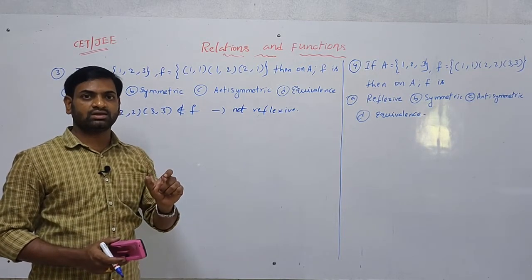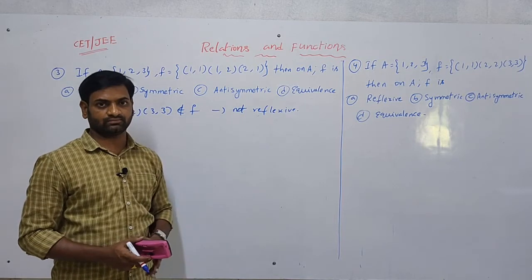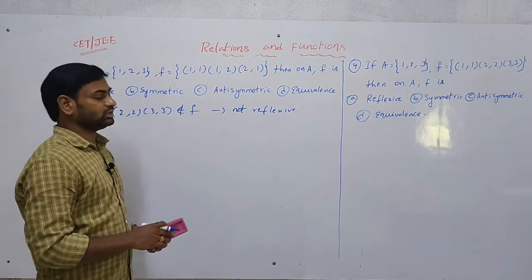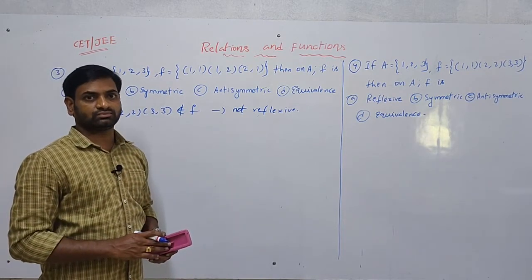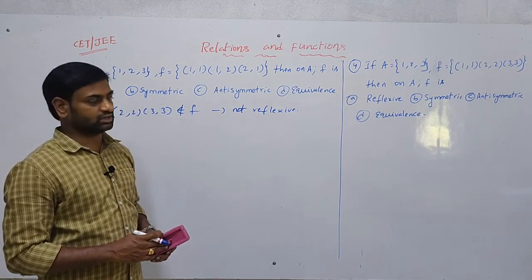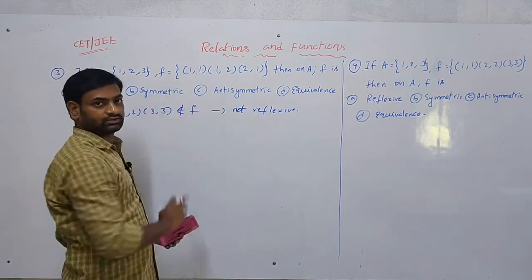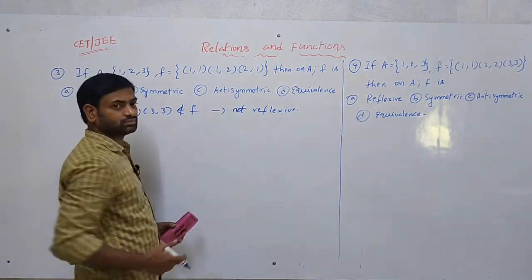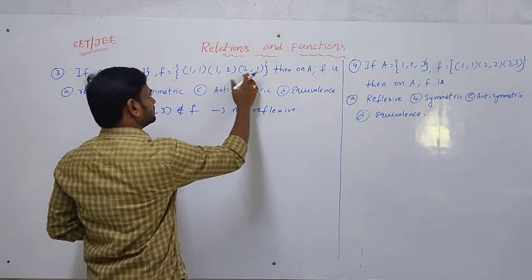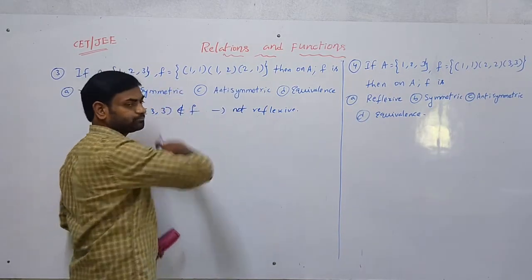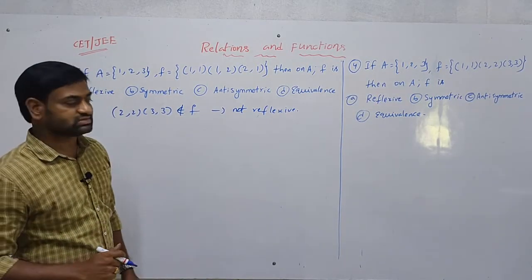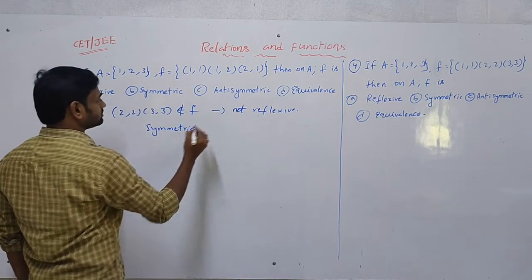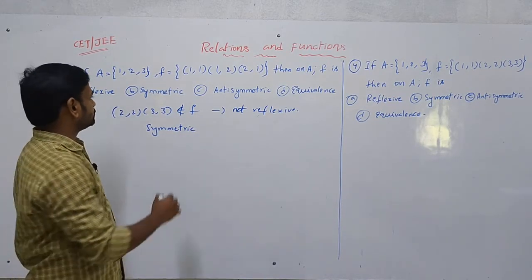For every pair, there should be an inverse in this one. If even one pair does not exist, it is not symmetric. If all the pairs exist, then it is symmetric. (1, 1), reverse (1, 1). (1, 2), reverse (2, 1) is there. Next pair, (2, 1). What is the reverse of this one? It is (1, 2), which is there. So it is symmetric. So the answer is B.